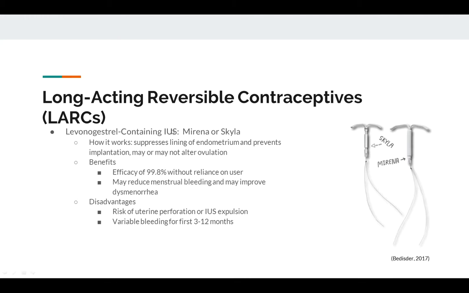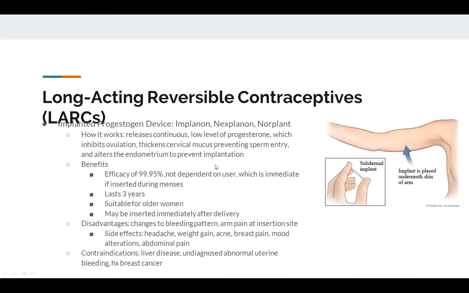However, if you can get them to use one of these, that can actually help with bleeding. It may reduce bleeding and may improve dysmenorrhea. However, it can also make them worse, although that is less likely. Another LARC, or long-acting reversible, is the implanted device, which goes into the arm as a subdermal implant.